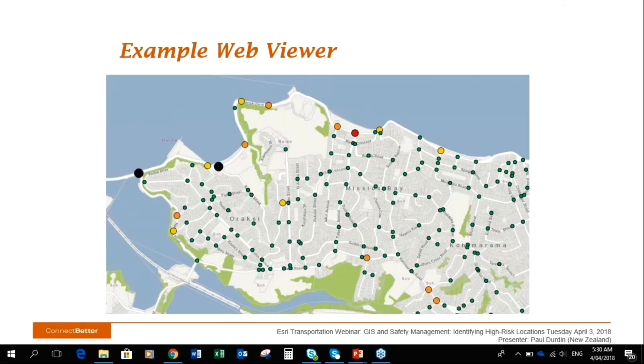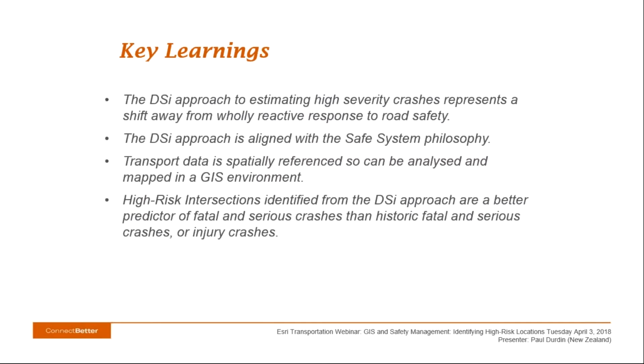Back to the presentation. So the key learnings in regards to the high-risk intersections method are that the DSI approach to estimating high severity crashes represents a shift away from a wholly reactive response to road safety to one that's starting to become more predictive of future fatal and serious crashes. This approach is aligned with the safe system philosophy.